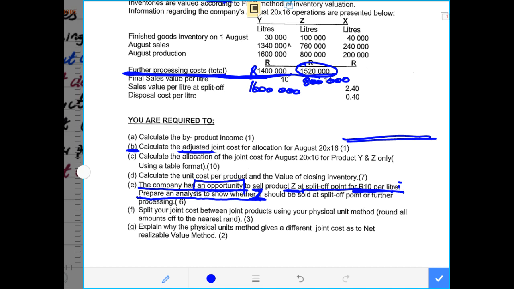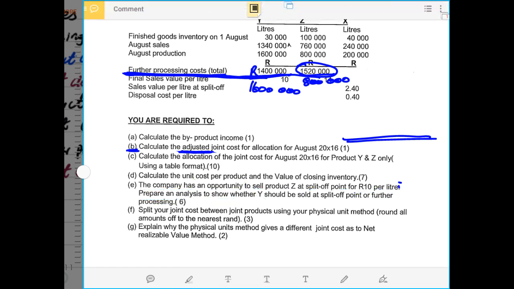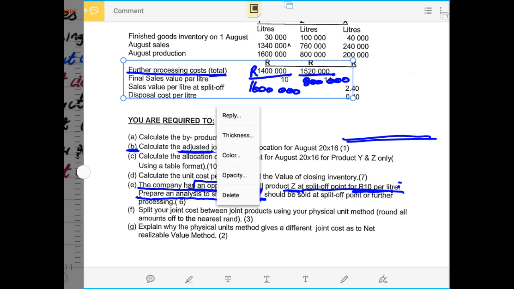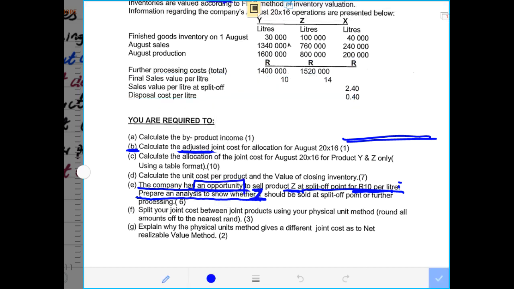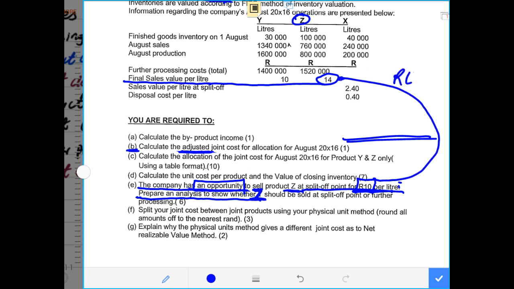Then we first have to check how much is the selling price of product Z after the product has been further processed. Here is product Z, and here is the final selling price, that means the selling price after the product was further processed. Here we see that it is 14 rand. If they sell it at split off, it will be sold at 10 rand. But if they sell after it was further processed, it will be 14 rand. So obviously there is an increase in the profit by 4 rand, and that is something we need to take into consideration.